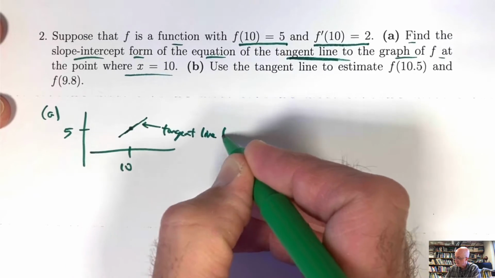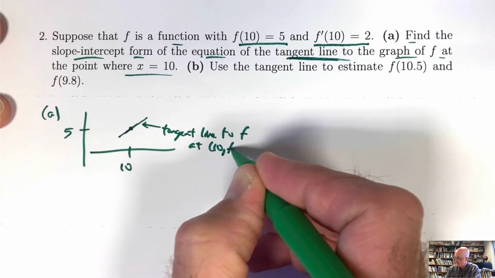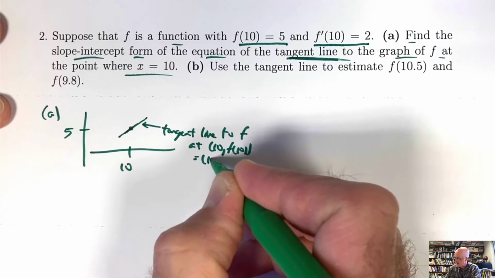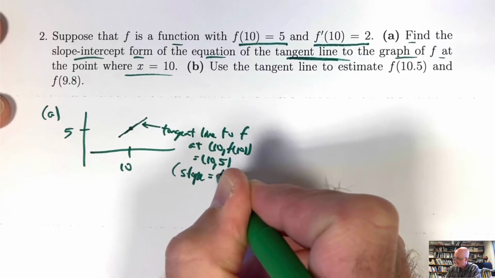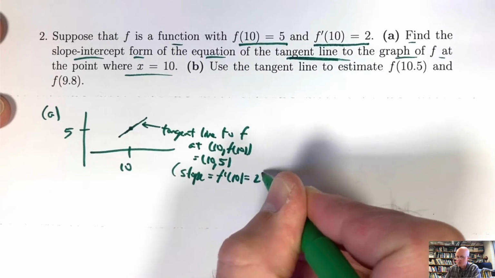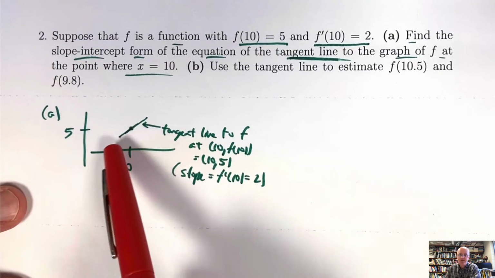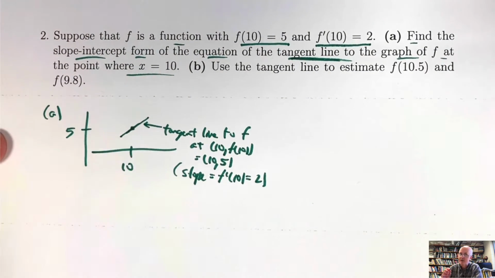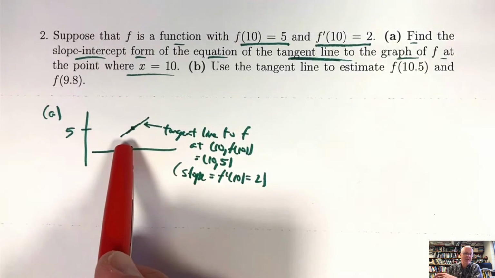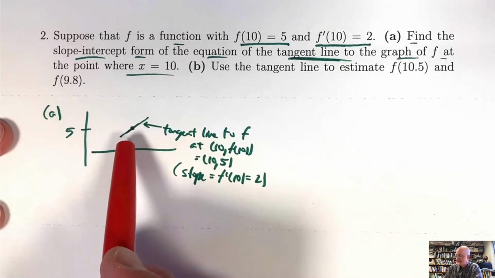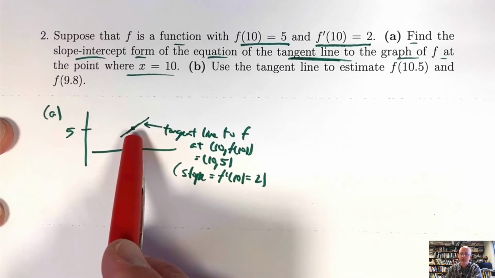Tangent line to f at the point (10, f(10)), which is (10, 5), and its slope is f prime of 10, which is 2. So what does that mean? What does the graph of f look like? If f is nice, at least a nice function, I haven't explained what that means, not too ill-behaved, a well-behaved typical function, this tangent line is a good approximation to the graph of f near this point.